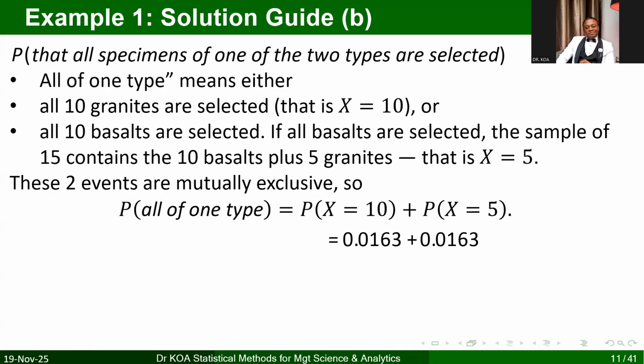If you substitute them, I don't want to calculate because now you know how to do hypergeometric calculations. And so you add the two, and then you get what? Sorry, 3.26. So what it means is that about 3.26 or 3.25%, there is a hypergeometric chance that all of granite being selected is just 3.25%. That's it.